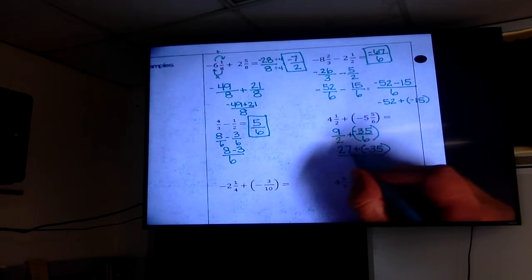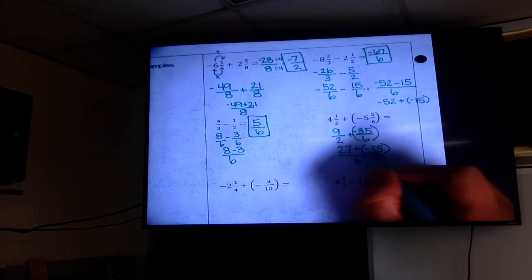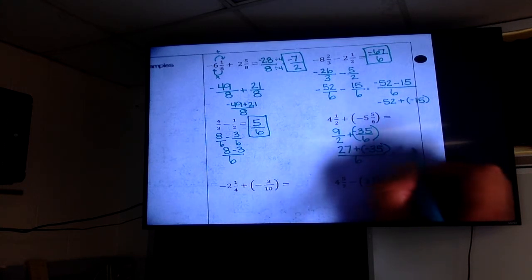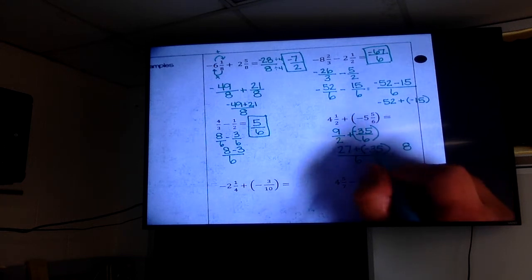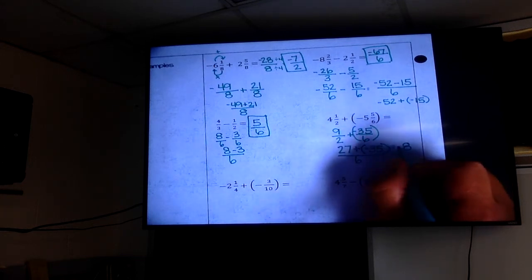Okay, so here I see my signs are different. And in addition, that means I'm going to subtract the numbers. So 35 minus 27 is 8. And I keep the sign of the larger number. So 35 is bigger and it's negative. So I have negative 8 over 6.